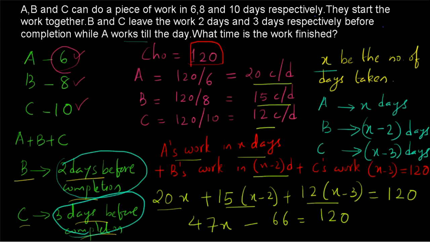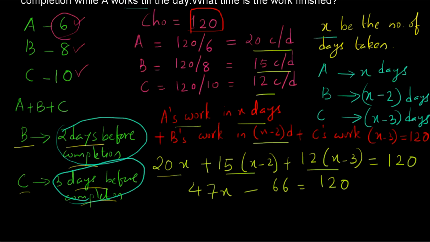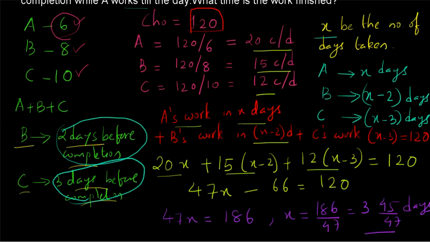30 plus 36 is equal to 66. So from that we will be getting 47X is equal to 120 plus 66 is equal to 186. So we will be getting X is equal to 186 by 47, which is equal to 345 by 47 days. So X is what we have to find out. How many days are taken for completion? So our answer is 345 by 47 days will be taken for completion.